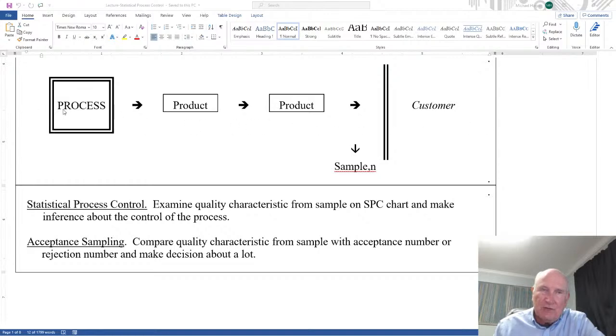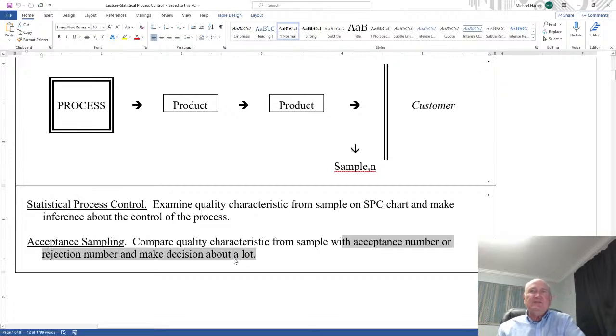But acceptance sampling focuses on the output. It doesn't focus on the process. So acceptance sampling looks at the lot. It makes a decision about the lot. Do we accept it or do we reject it? And if we reject it, how do we reject it? So that leads you into a whole different type of analysis. When you reject it, what do you do?